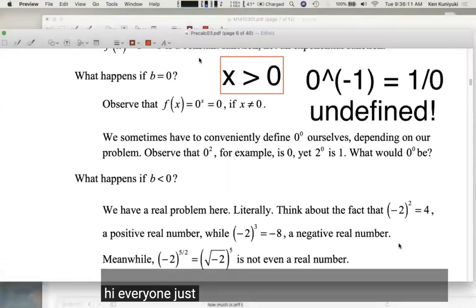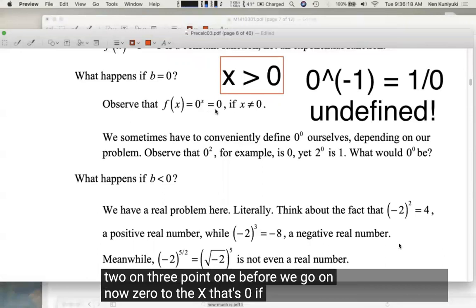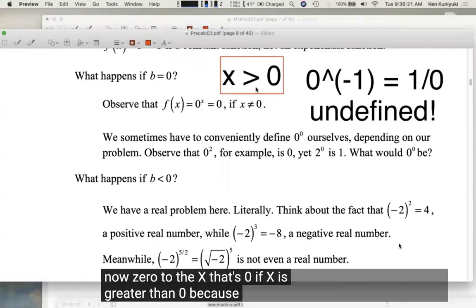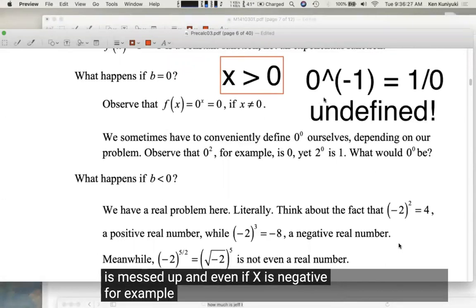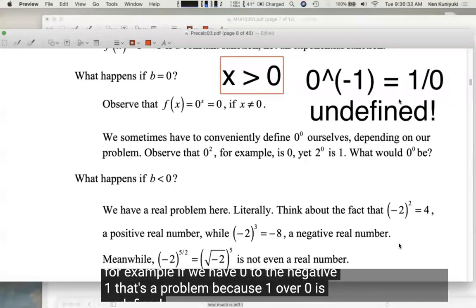Hi everyone, just a couple comments on 3.1 before we go on. Now, 0 to the x, that's 0 if x is greater than 0, because 0 to the 0, again, is messed up. And even if x is negative, for example, if we have 0 to the negative 1, that's a problem because 1 over 0 is undefined.